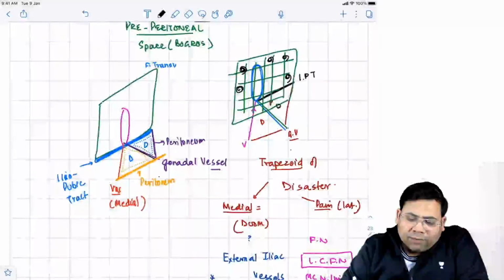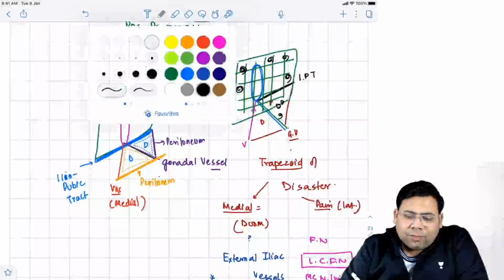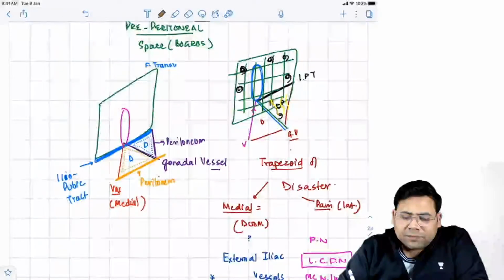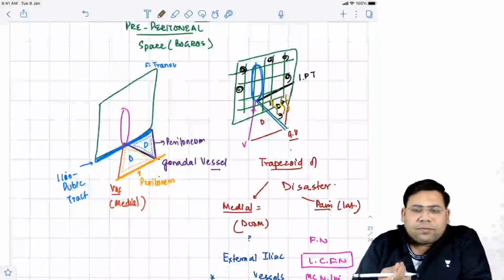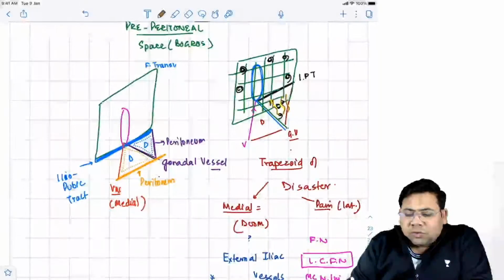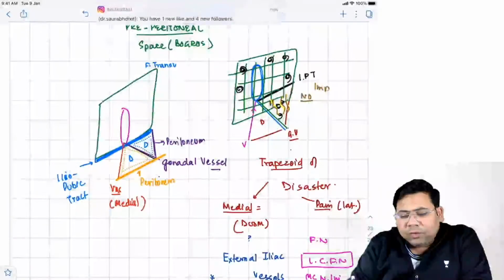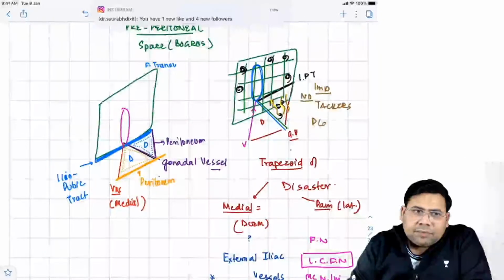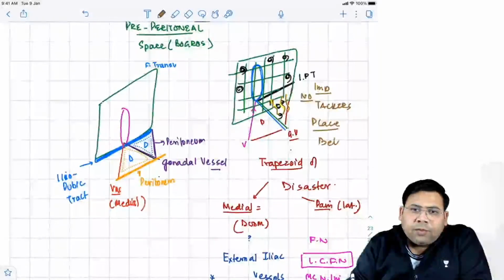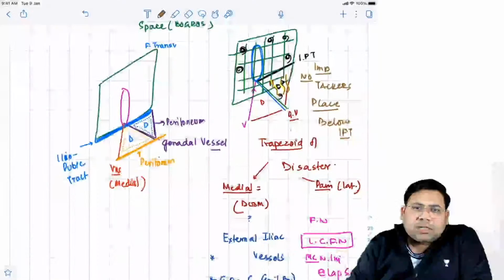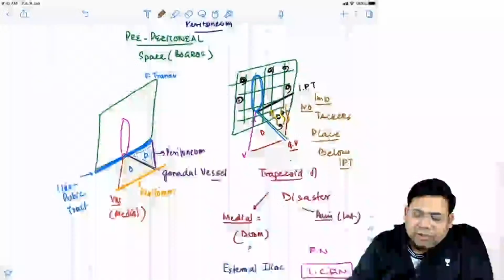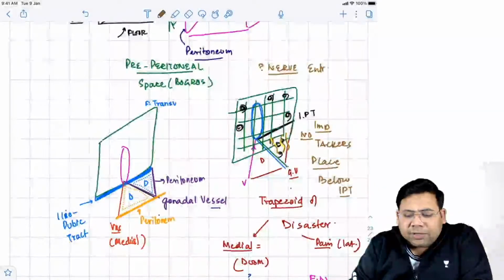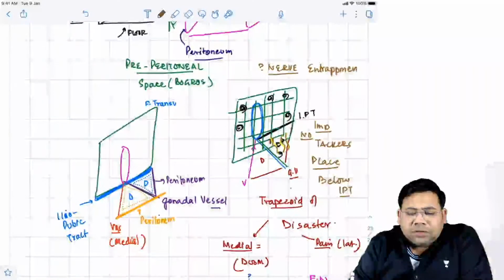But if you go and put the tackers here, what is the problem? This is an area which has a rich network of what, students? Nerves. So you have actually sutured a nerve. So no tackers placed below the iliopubic tract. Why? Because if you entrap the nerve, what will happen? There will be nerve entrapment. You keep on giving painkillers to the patient for years to come. This will not get removed.